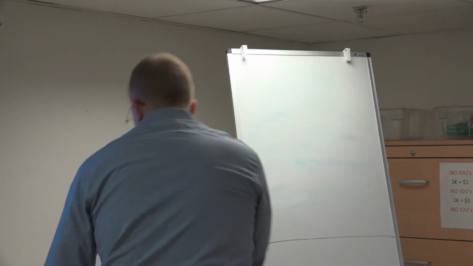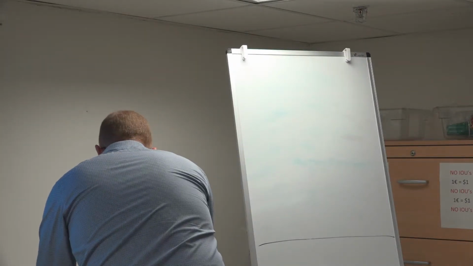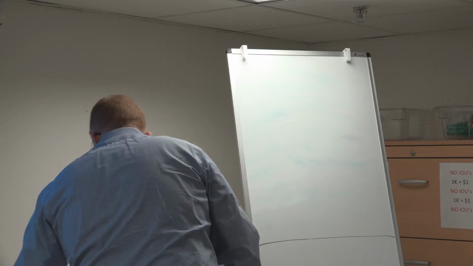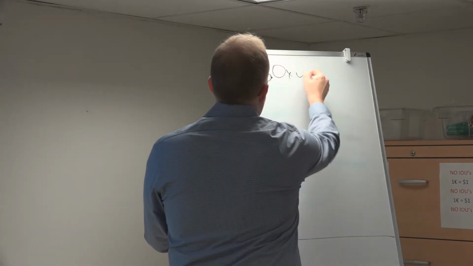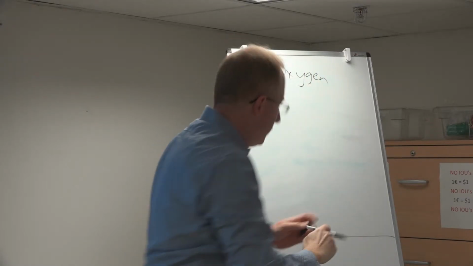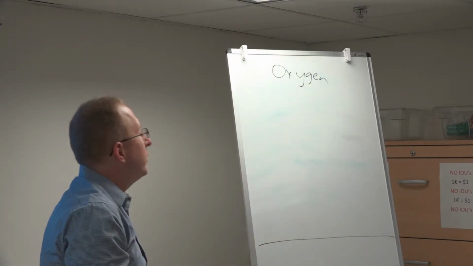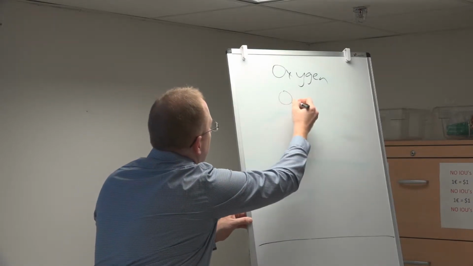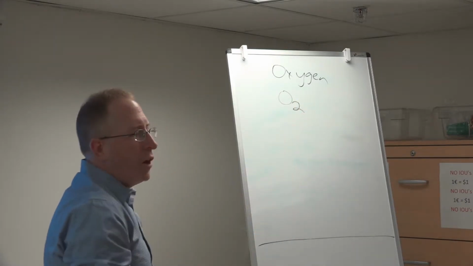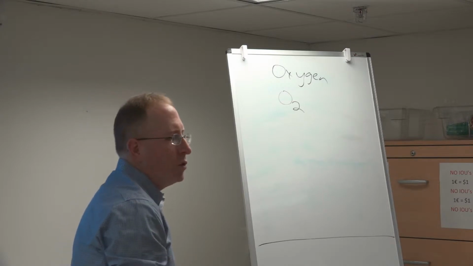Okay, so we talked about heart rate. Next thing we're going to talk about is oxygenation. Oxygen, of course, is the molecule that we need to live. Sometimes you'll see it with an O2, because two oxygen atoms combine together to form an oxygen molecule.